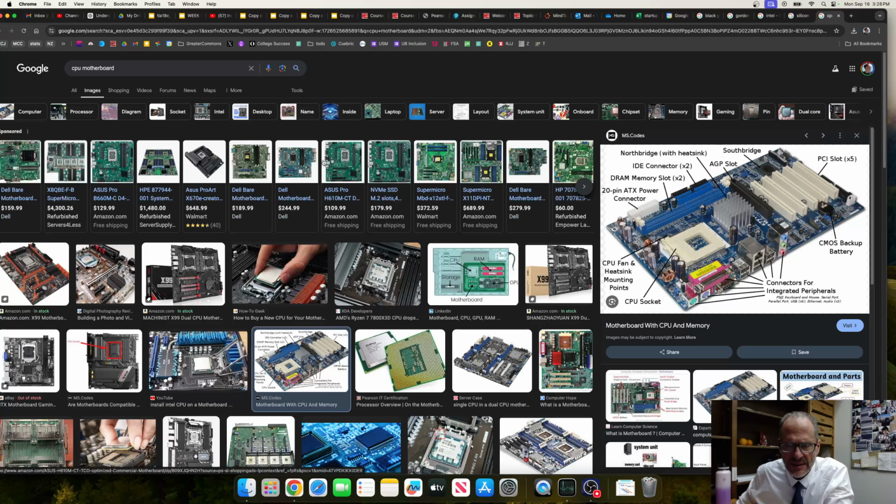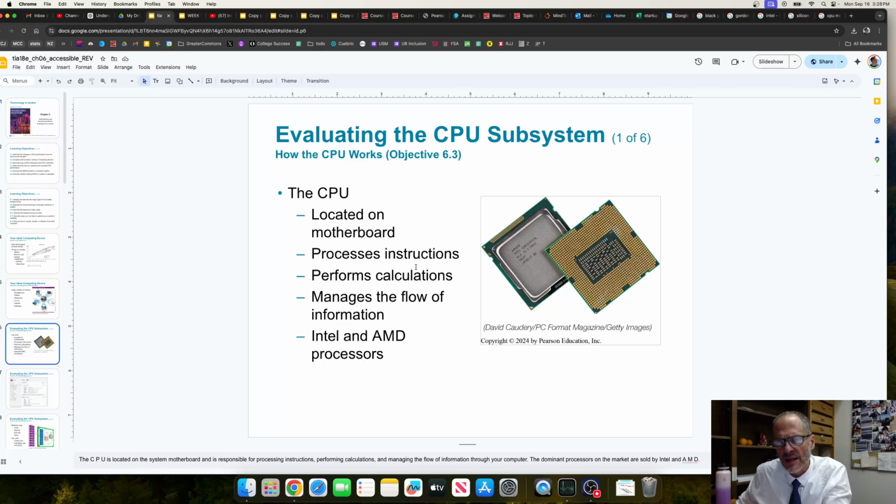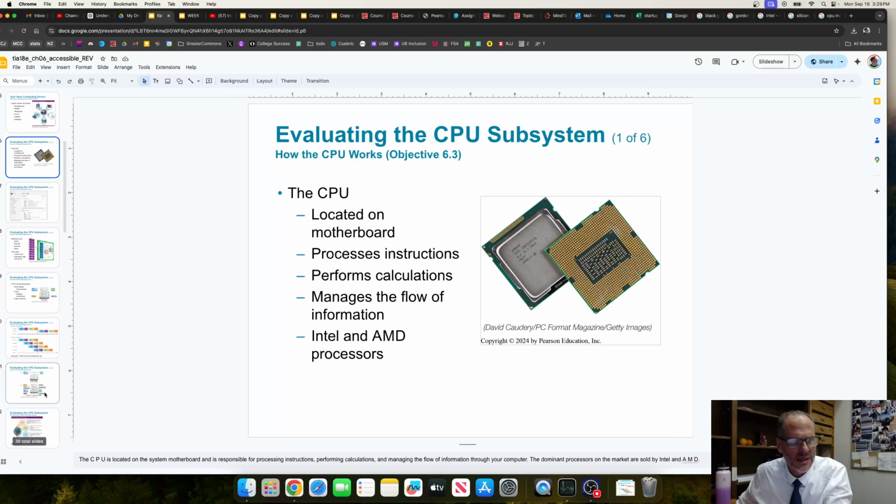So that's the CPU. It's located on the motherboard. It processes the instructions. It's the brain of the computer. Central Processing Unit is what CPU stands for. It performs calculations, and it manages the flow of information, right? So where and when should different information come into the CPU to be calculated? The CPU also manages that. And Intel and AMD are two of the large manufacturers of CPUs.